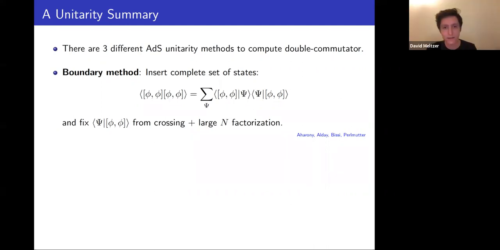Right, okay, so with this boundary method, this was the original method to go to one loop. And the idea is, if I give you a double commutator, you can just insert a complete set of states, and then you get a sum over 3-point functions, and you can try to fix these from crossing and large N factorization. And there's been a lot of success in this program in the study of N=4 Super Yang-Mills, and also recently the 6d (2,0) theory.